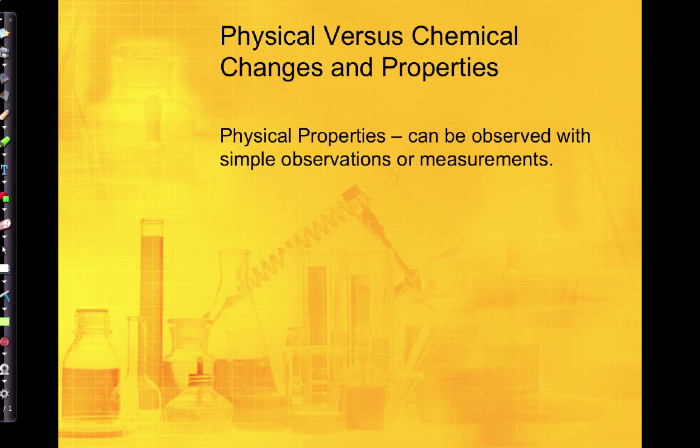So when we look at any type of matter, matter has different types of properties. It has physical properties and it has chemical properties. Physical properties can basically just be observed by looking at it or taking a measurement. So if you weigh it, if you measure it with a ruler, those are all physical properties.